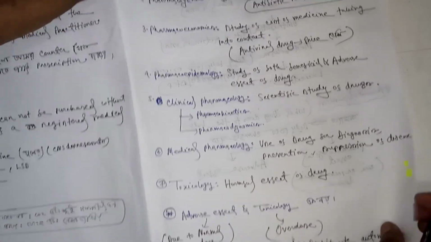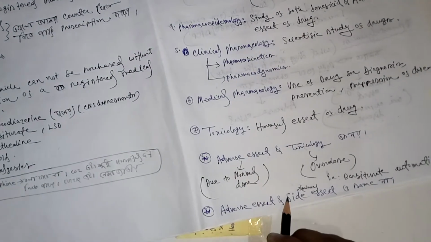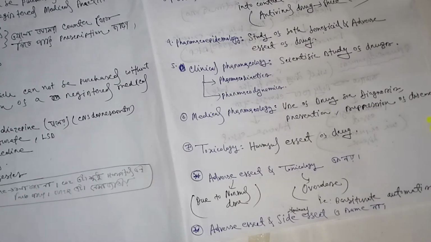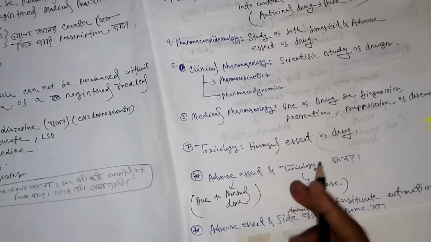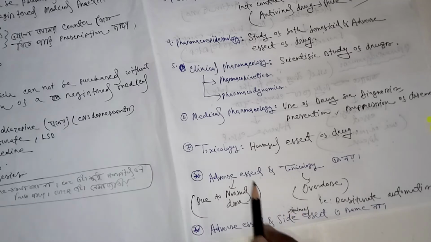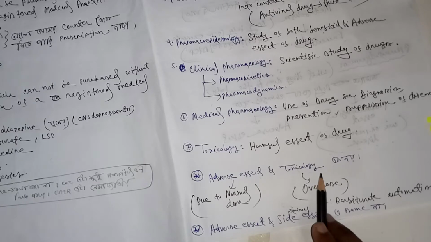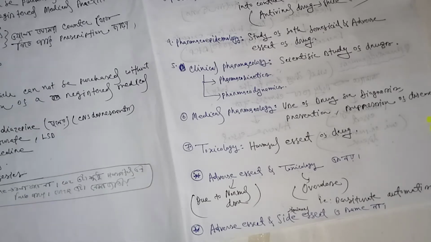Why? Because an adverse effect occurs at the normal dose of the drug. Like you have taken a drug for a certain disease, and it will act at its site of action and prevent the disease, but along with this it will produce some harmful effect. These are known as adverse effects. But toxicity of a drug, or toxicology, occurs from an overdose of the drug. If a 500 milligram dose is appropriate for you and you have taken 1000 or 2000 milligrams of the drug, then toxicity will occur.